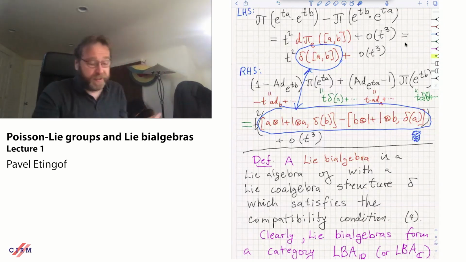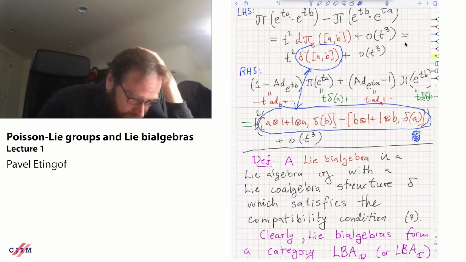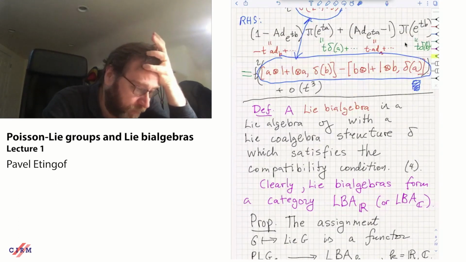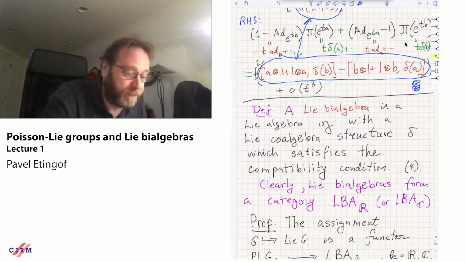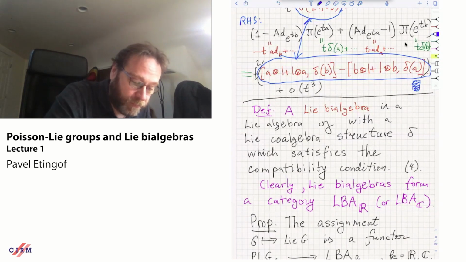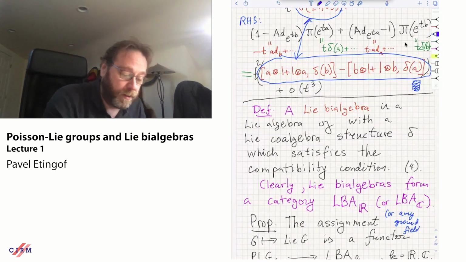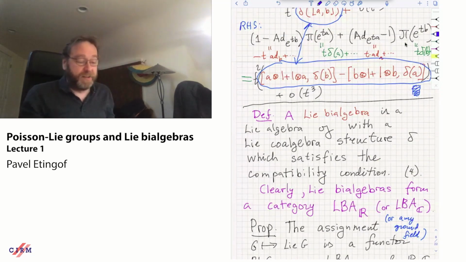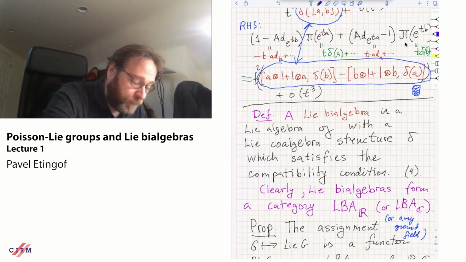And one can consider not necessarily finite dimensional ones. So Lie bialgebras can be defined over any field, actually, or any ground field, because it's a purely algebraic notion. We can consider either finite dimensional ones or all Lie bialgebras.